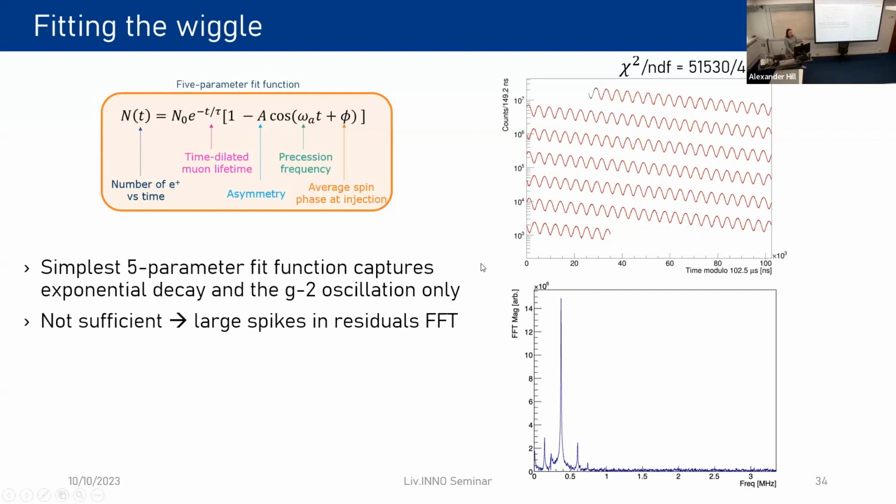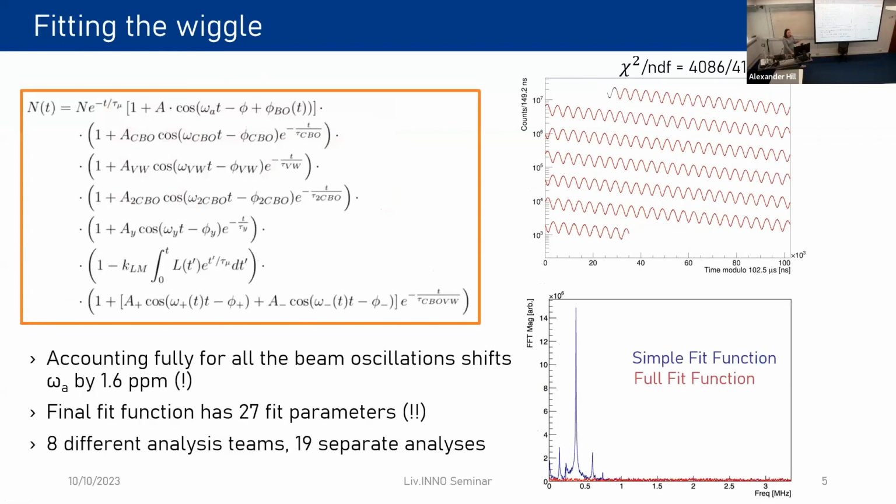So instead of fitting 5 parameters, what we actually end up fitting is 27 different parameters, and all of the terms in this full 27 parameter fit are associated with different beam oscillations. I won't describe all of them, but you can see that when we take account of all of these different oscillations, as compared to the simple fit function, there are no residuals in our FFT, and we've got a very good fit.